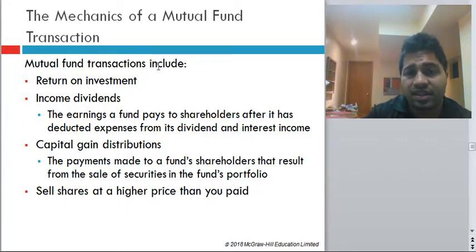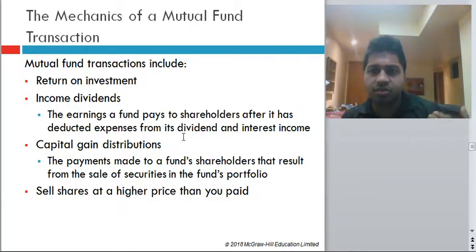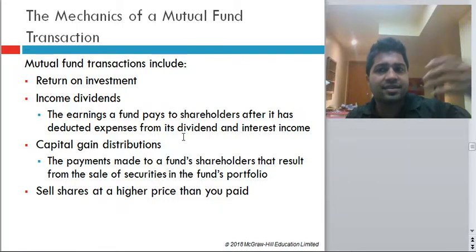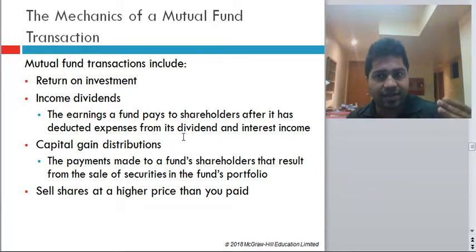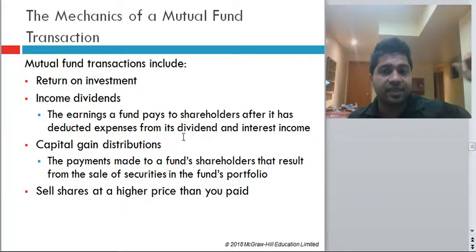Mutual fund transactions include return on investment. So how does a mutual fund pay you back? You invest in a mutual fund. Whatever buying and selling it does, and it generates capital gain, that is transferred to you. Whatever dividend it gets through stock investments or preferred stocks gets transferred to you. Whatever interest it generates in money market instruments or, let's say, bonds and mortgages that it has invested in, that also gets transferred to you.